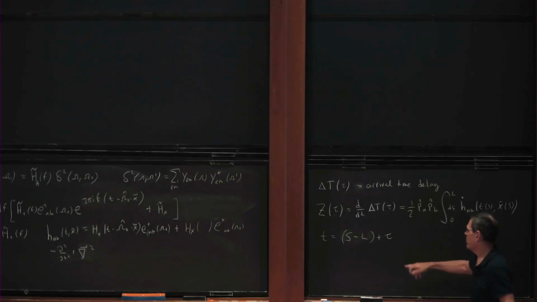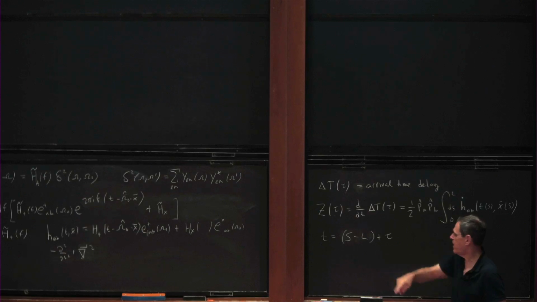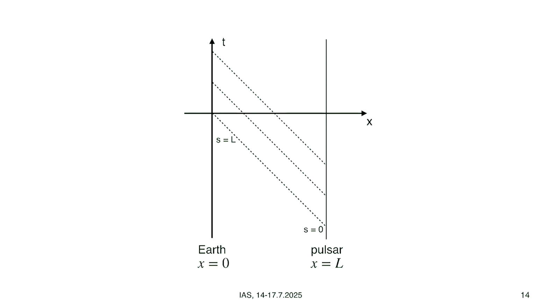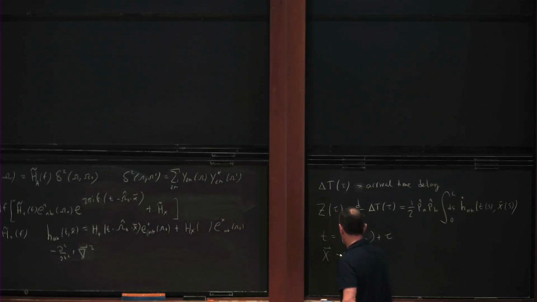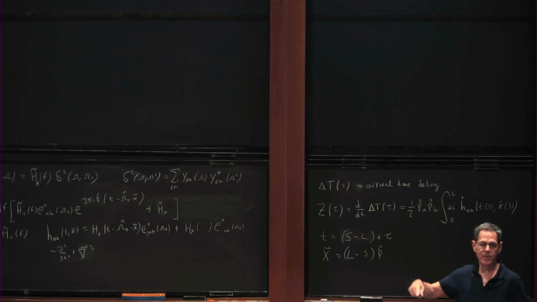So when tau is equal to 0, this path starts, it's the one that's shown in the bottom there. This path starts at t equals minus L down here, and then advances up to x equals 0. And then x is just L minus s times p hat. So when s is equal to 0, we start at L times p hat, and then as s increases to L, we end up at the origin.